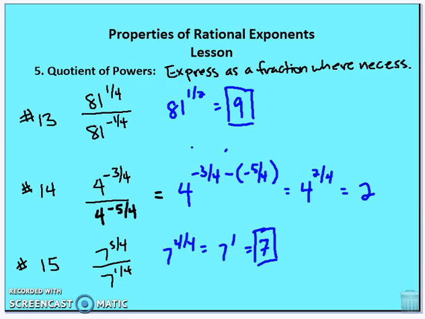Last example, number 15. That's 7 to the 5/4 minus 1/4, which is 7 to the 4/4, or 7 to the 1, or 7 to the first power, which is 7.